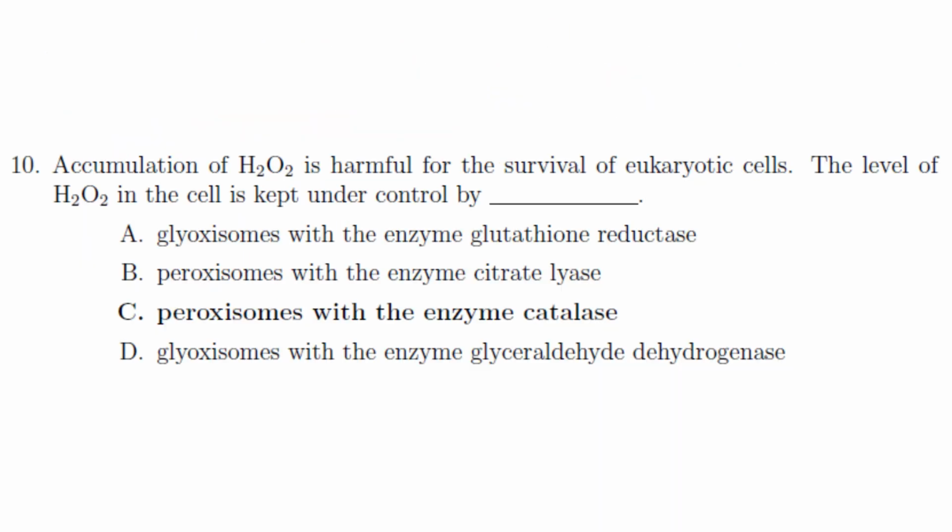Then, accumulation of H2O2 is harmful for the survival of a eukaryotic cell. The level of H2O2 in the cell is kept under control by peroxisomes, because they have the enzyme catalase, and catalase breaks down H2O2 into water and oxygen. So the answer here is option C.